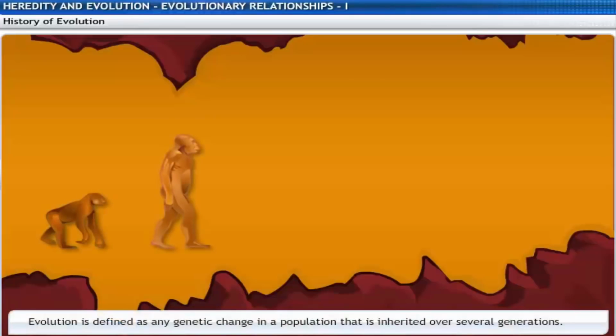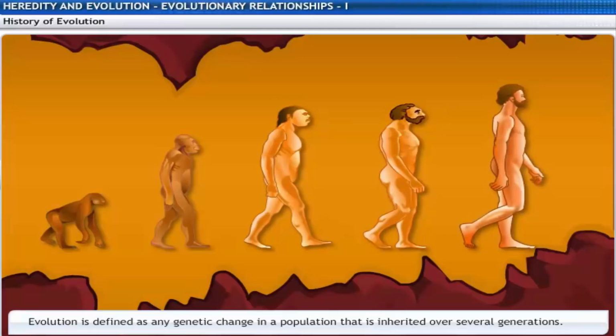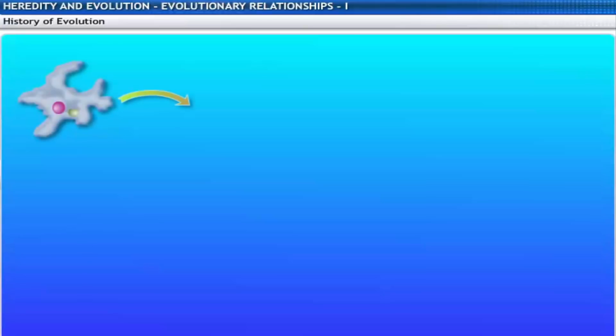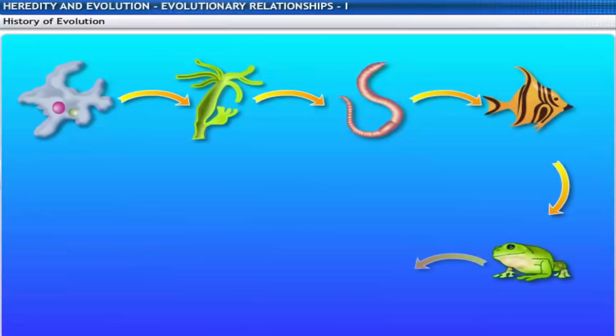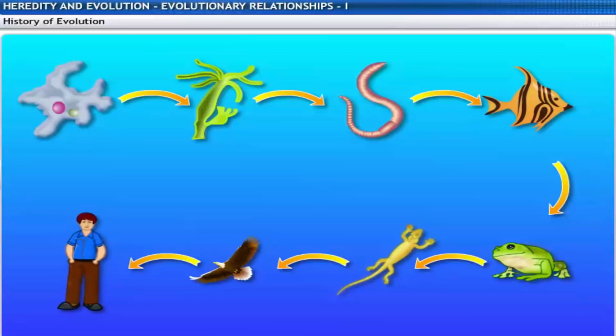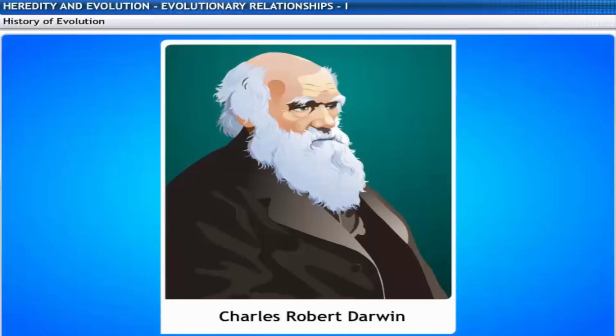Evolution is defined as a genetic change in a population that is inherited over several generations. The question is, in what manner are these genetic differences passed on? Some researchers believed life developed in a linear fashion, from simple forms to complex forms. Charles Robert Darwin had a different theory of evolution.